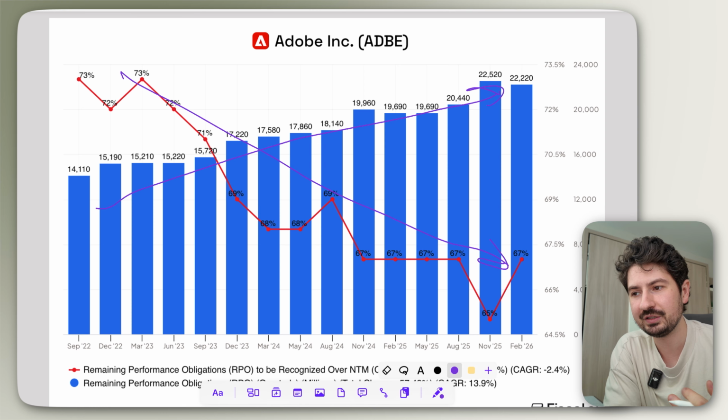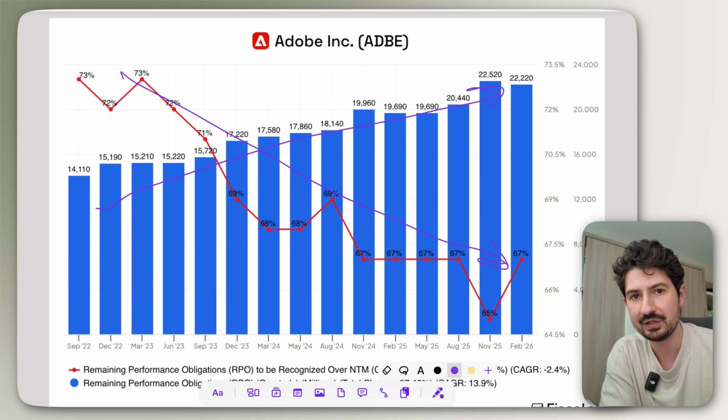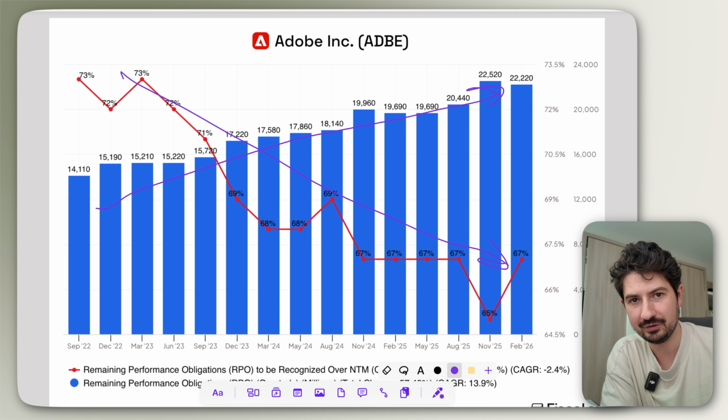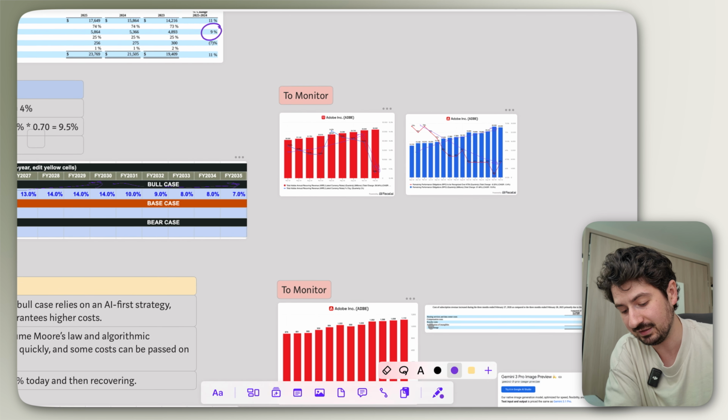And what this really is signaling is whether or not customers are committing to Adobe for long periods of time, whether or not they feel comfortable that they will need Adobe in several years. That's what this shows you, and that's why I think it's really important to monitor to understand whether or not the bull case is taking place.